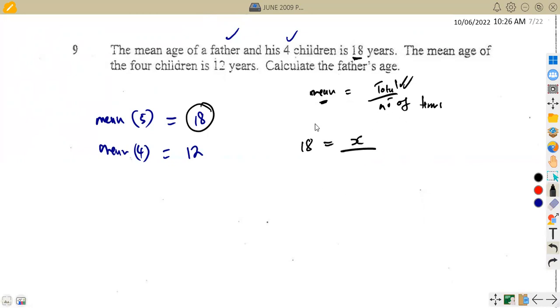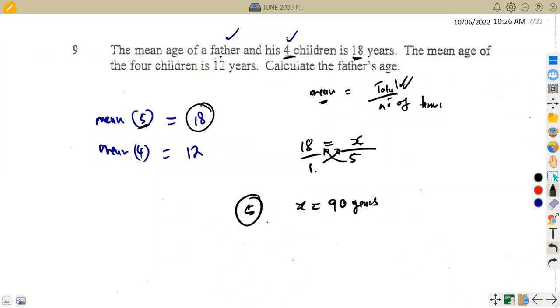Over the number of terms. How many people are we talking about? The father and his 4 children. How many were there? There were 5. So it's just 5 here. So cross multiplication, 1 times x, that's x, is equal to 18 times 5. So guys, you must also be very clear about your multiplication, which is 90. So the total when they were 5, in terms of years, is 90 years.